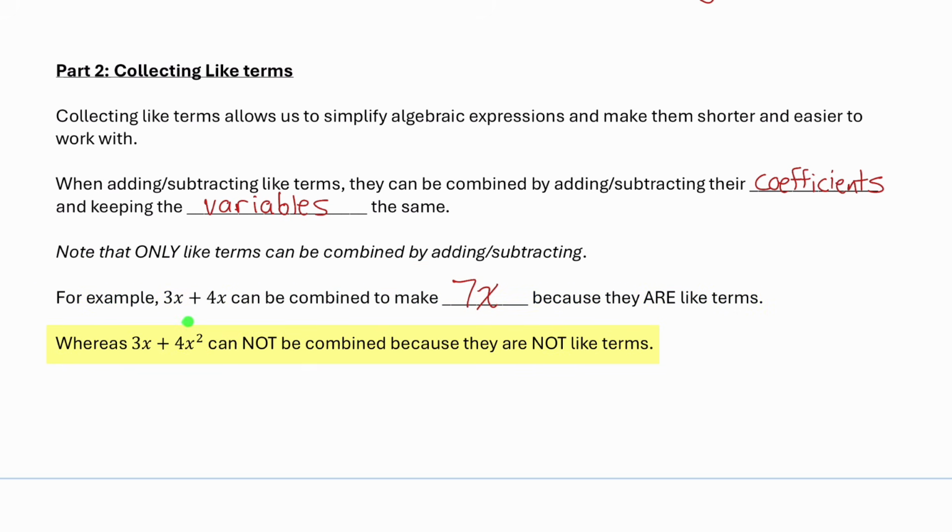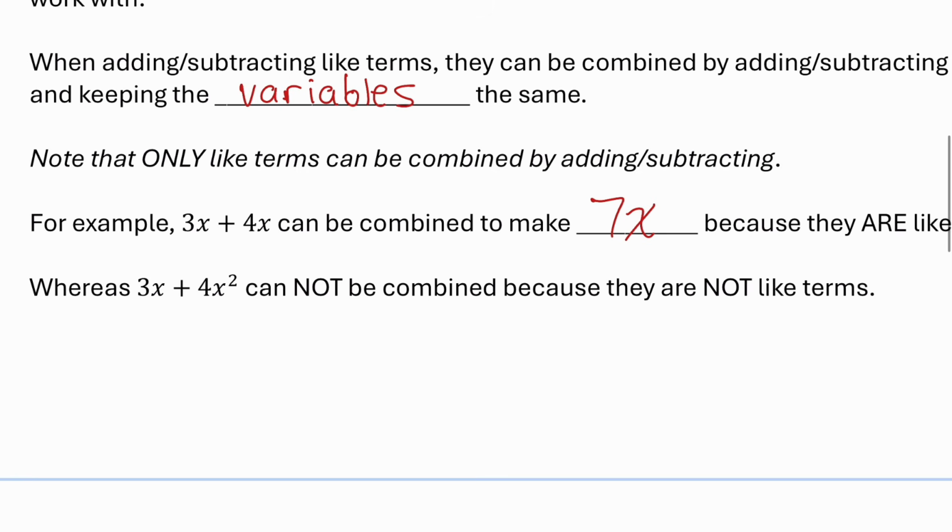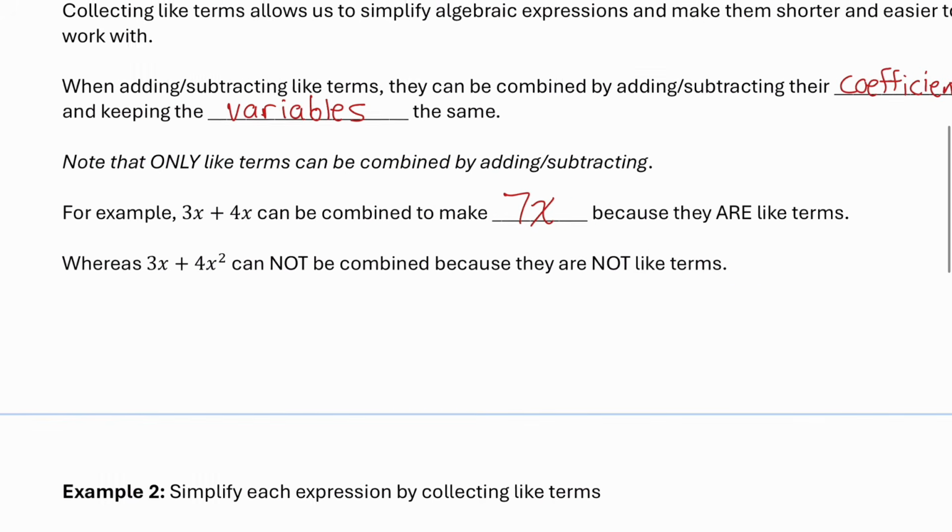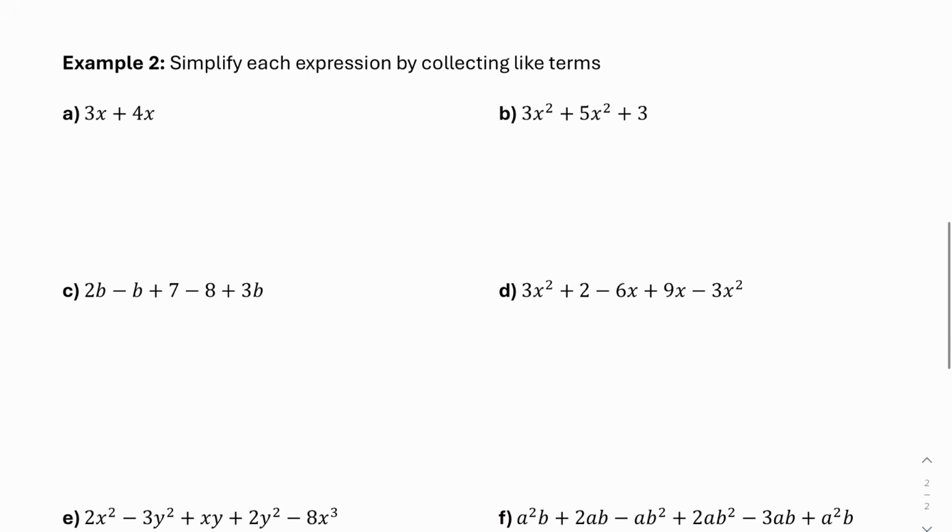But if we look at 3x plus 4x squared, there is no way to combine those two together because they're not like terms. The variable parts are different. The 3 has an x to the 1, where the 4 has an x to the 2. Because the exponents are different, they're not like terms, and they cannot be combined. So let's go to example 2, where we practice combining like terms together.